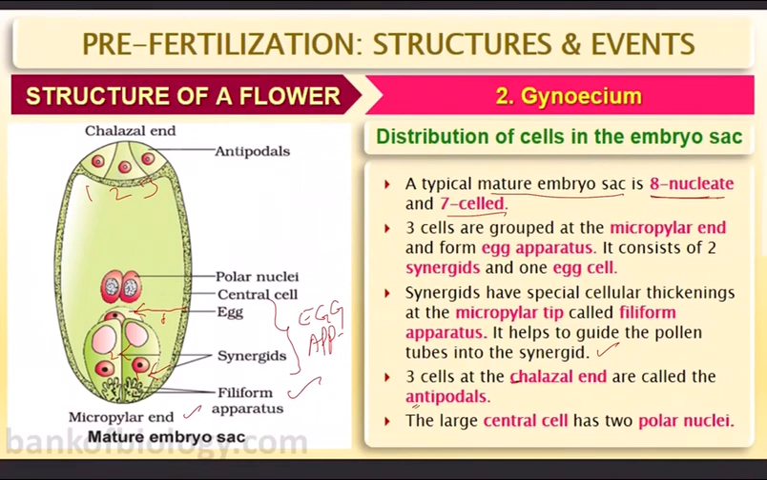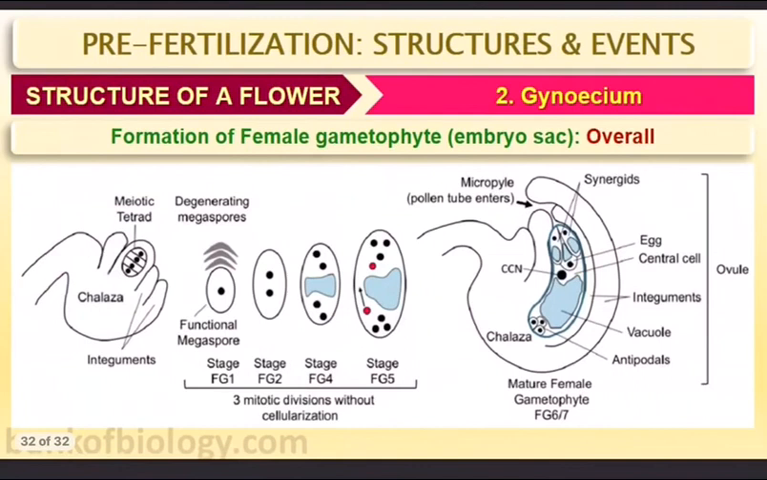3 cells at the chalazal end are called antipodals. C, chalazal, antipodals, CA, you must remember. Chalazal end antipodals. Micropylar region synergids, MS. And the large central cell has 2 polar nuclei. These polar nuclei will be there.